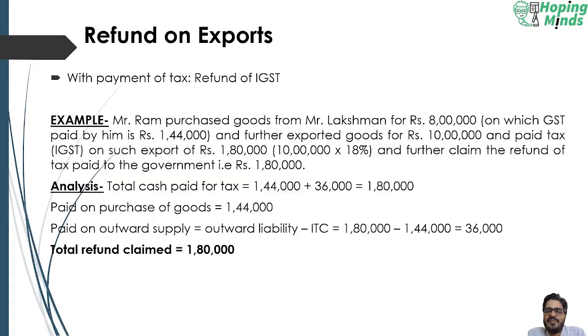So in this case, Mr. Ram will discharge his GST liability on export, that is rupees 1,80,000, and subsequently claim the refund of IGST. He will pay the output liability of rupees 1,80,000 utilizing rupees 1,44,000 input tax credit that has been paid at the time of purchases, and the rest, rupees 36,000, in cash. And finally, he will claim the refund of total taxes that have been paid by him, that is rupees 1,80,000.